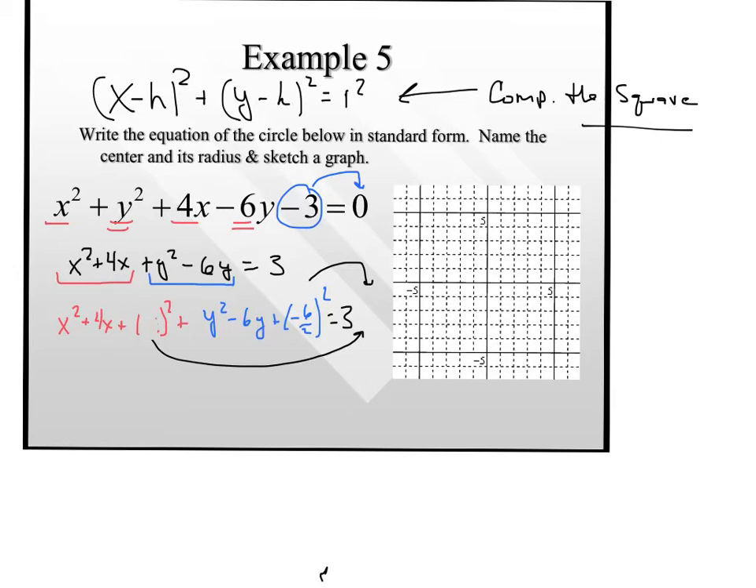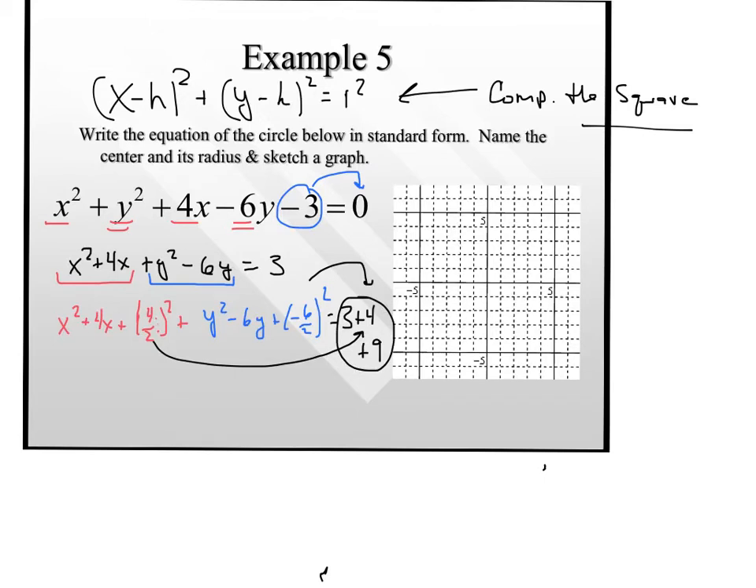Okay, so that's going to be (4 divided by 2) squared. The numbers are simple enough that I know 4 divided by 2 is 2, 2 squared is 4, and then the other one is negative 6 divided by 2, which is negative 3, and negative 3 squared is 9. So I'm going to have all this on the other side, and that's going to make up my radius.